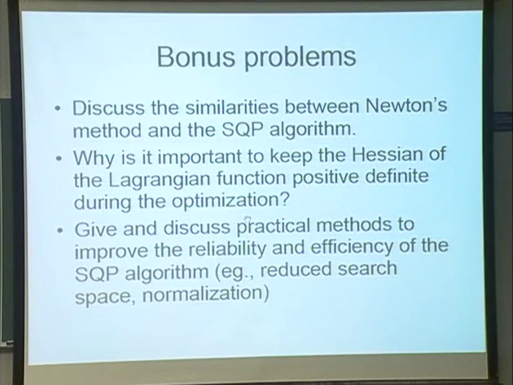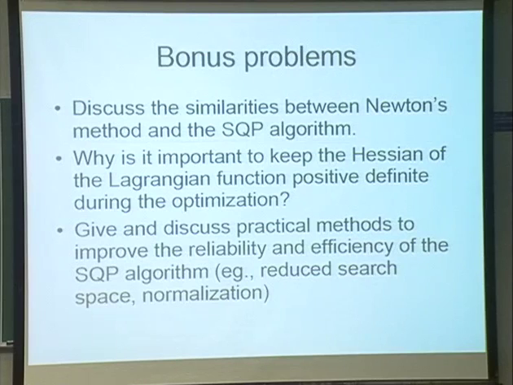So for the bonus problems, like I said, I'd like you to just see what the similarities between this method and Newton's method are, and just give me a sentence on each and discuss it. A lot of that is also given in the reference material that I posted. I sort of answered this: why is it important to keep the Hessian of the Lagrangian function positive? Yeah, you can just look into that too. And then discuss some of the practical methods to improve the reliability and efficiency of SQP.